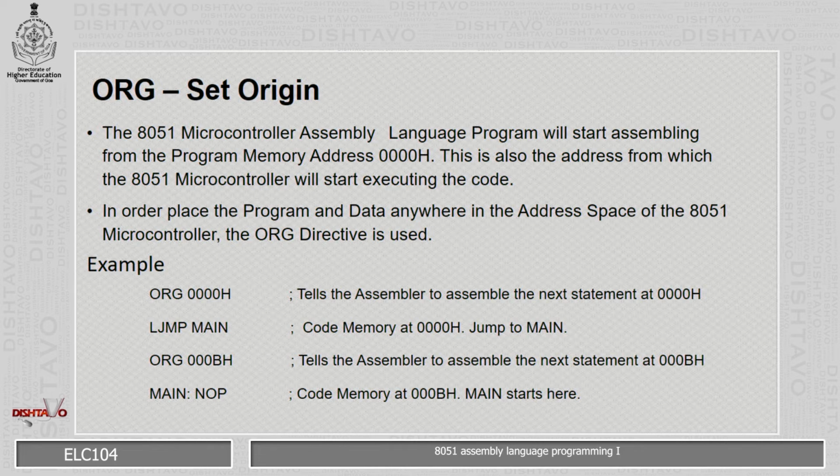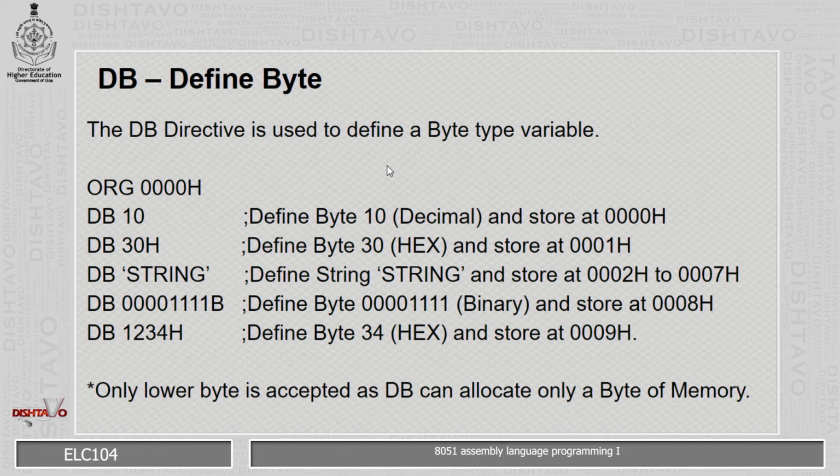LJMP main is a program instruction to jump to main. Then ORG 000BH tells the assembler to assemble the next instruction at a memory location starting from 000BH onwards. Next, let's see the DB directive, which is also called define byte. Here we'll straight away go to the program and try to understand these instructions.